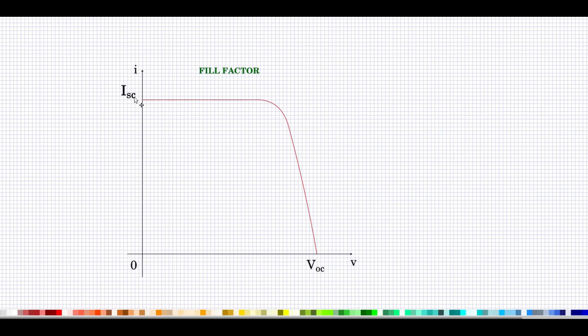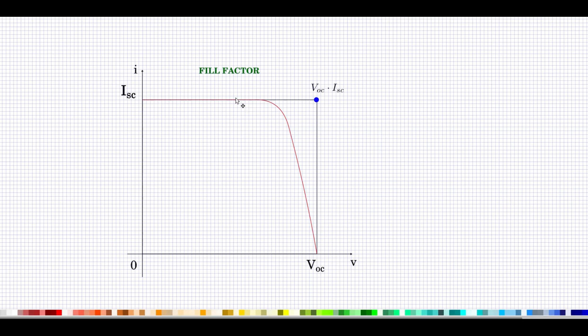Now you see, this is the IV characteristic of a PV cell. Now let me have a projection of VOC perpendicular to the voltage axis and a projection of ISC perpendicular to the I axis. And this point is the VOC comma ISC point, as shown here.